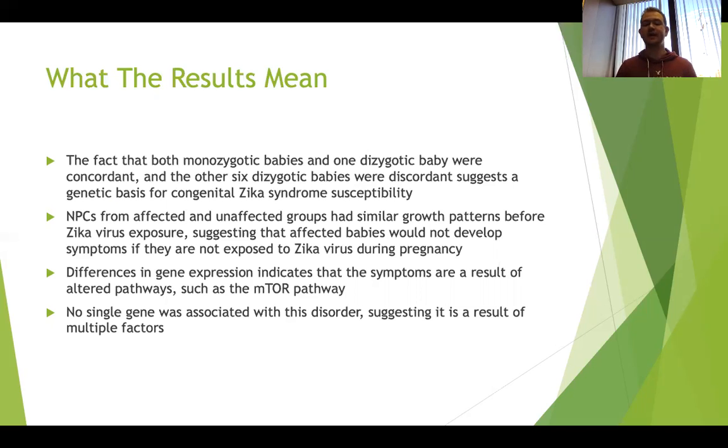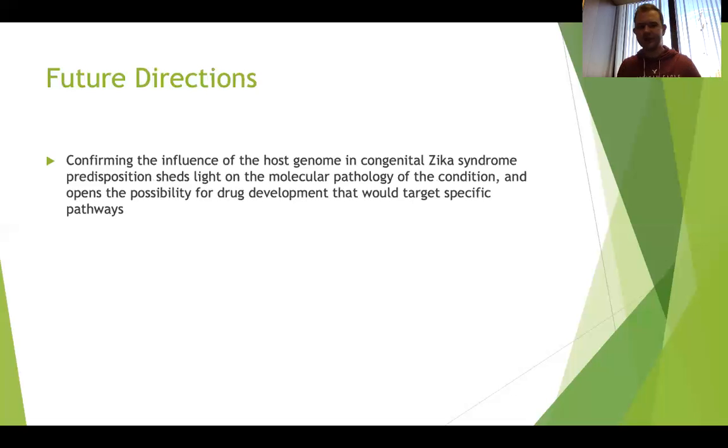So firstly, NPCs from affected and unaffected groups had similar growth patterns before Zika virus exposure. This suggests that affected babies would not develop symptoms if they're not exposed to the Zika virus during pregnancy. So secondly, differences in gene expression indicate that the symptoms are a result of altered pathways such as the mTOR pathway. Lastly, no single gene was associated with this disorder. So this suggests that the disorder is a result of multiple factors and not just one genetic contribution, I guess.